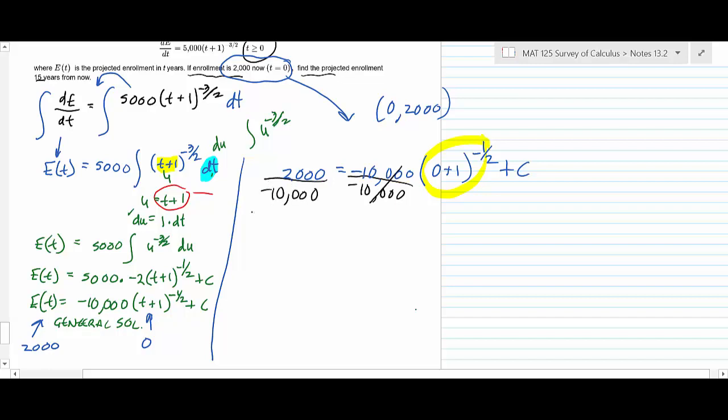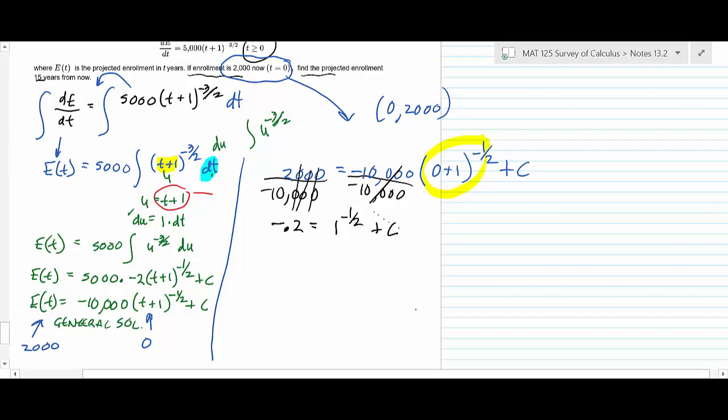Okay, that'll cancel that out. And I'm just going to divide that. All of the zeros cross out, so you've really got 2/10, which is 0.2. So that's really negative 0.2. And then this right here is 1 to the negative 1/2 plus c like that. Okay? What is 1 to any power?